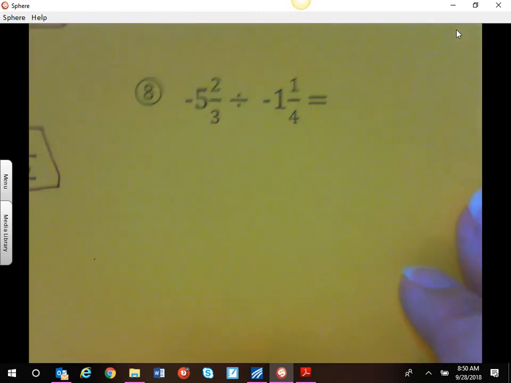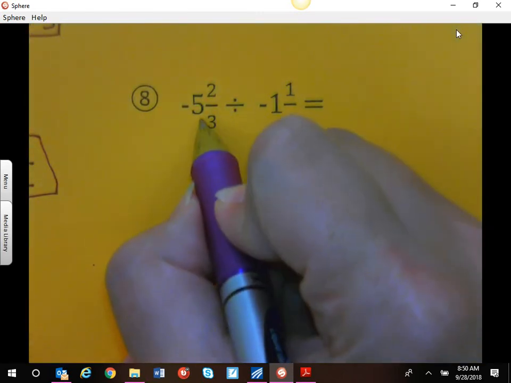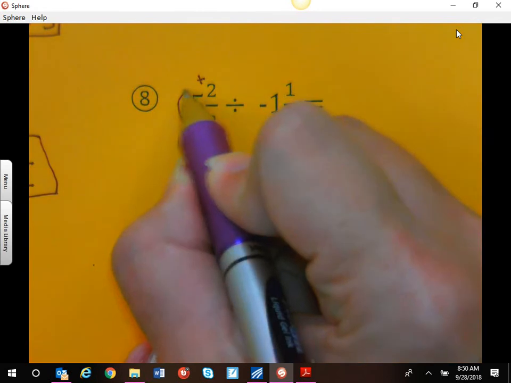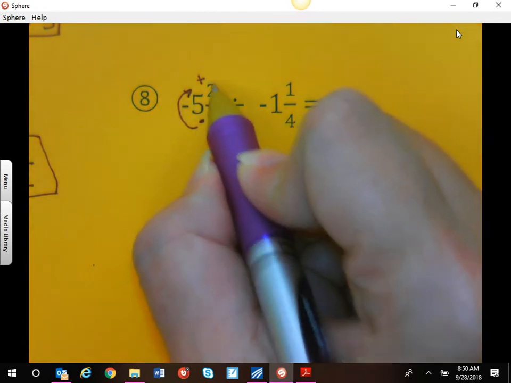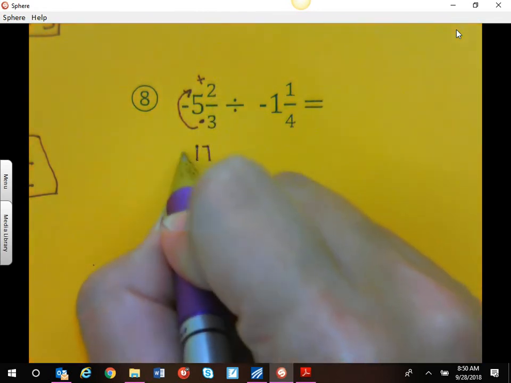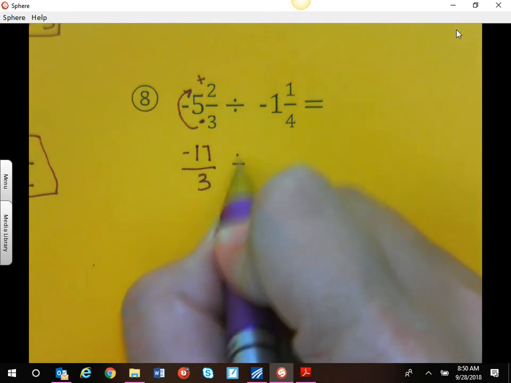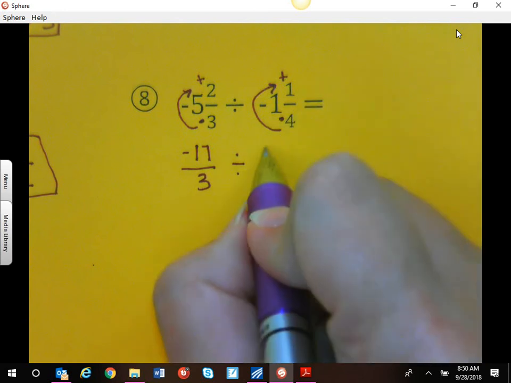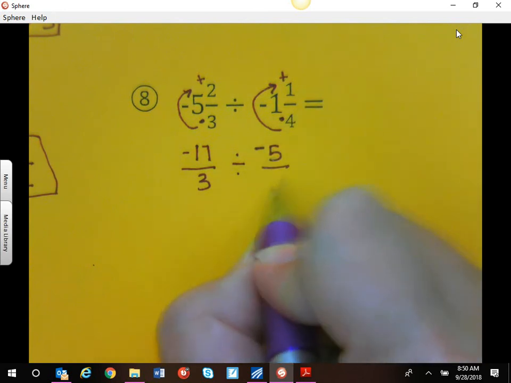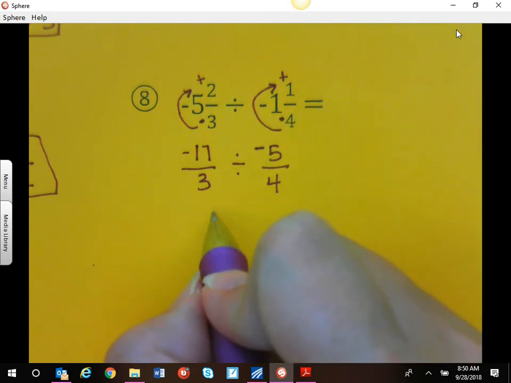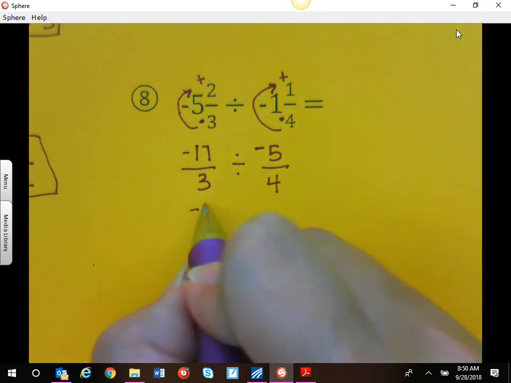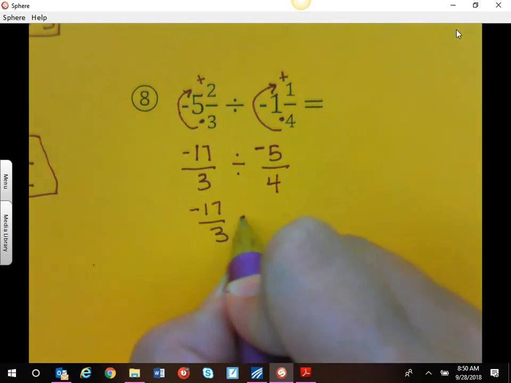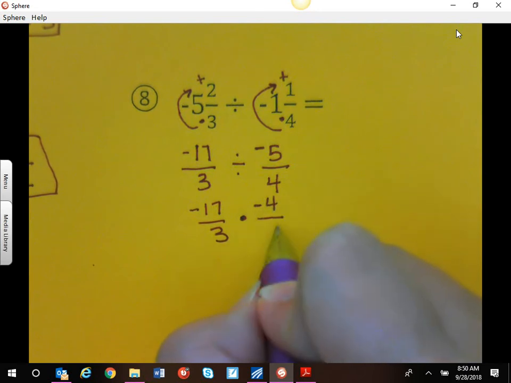Last example. Again, make these improper. 5 times 3 is 15. Plus 2 is 17. Don't forget the negative. Divided by times plus. 4 times 1 is 4. Plus 1 is 5. Again, don't forget the negative. So now we're going to do keep, change, flip.